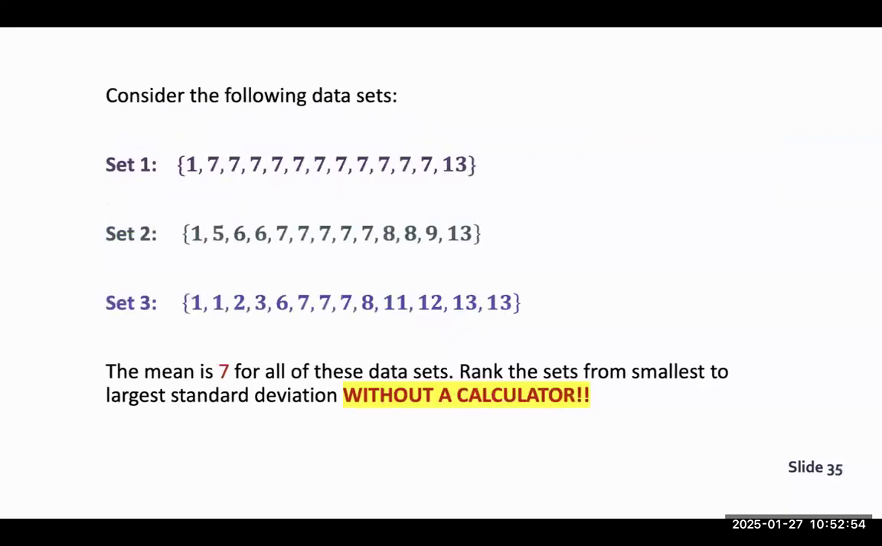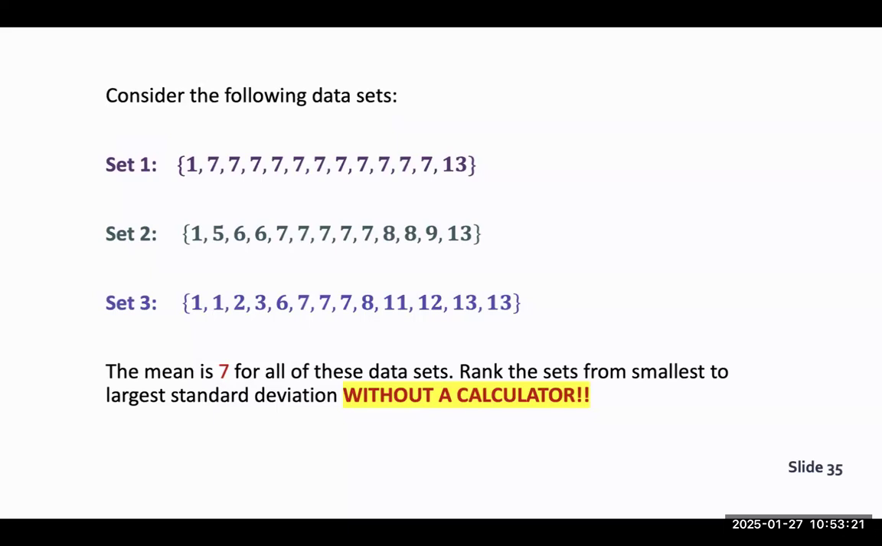So let's look at those 3 data sets again. Right now, I just want you to have an intuitive understanding of standard deviation. So I have these 3 sets, and we said that the mean for each one of them is 7. Now, which set is most similar to the mean? That is set 1. Which set is the least similar to the mean? Well, that's set 3. And set 2 is somewhere in between.